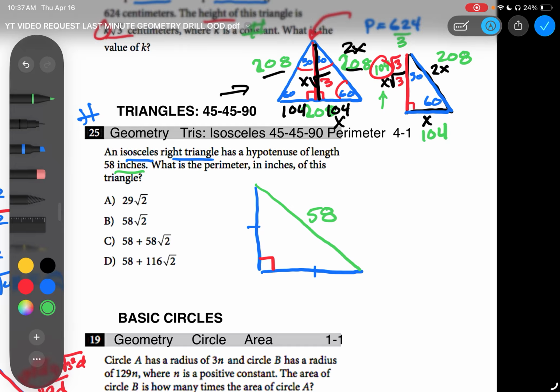What is the perimeter in inches of this triangle? Pause. What do we know about this isosceles right triangle? Isosceles right triangle means that since I have 2 equal side measurements, I'm going to have 2 equal angle measurements here.